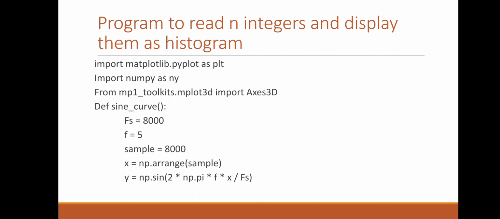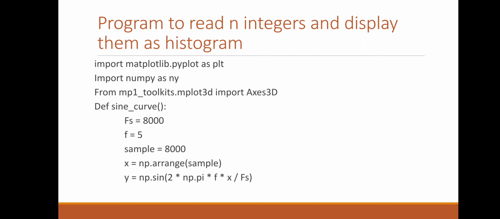Let us see the next program that we are going to discuss today. The next program is a program to read n integers and display them as a histogram. Histogram is a type of graph. So we are going to input some constant values and display them in a graph, that is the histogram. Now we are going to import a library called matplotlib, and we are going to define a variable, that is a sine wave.